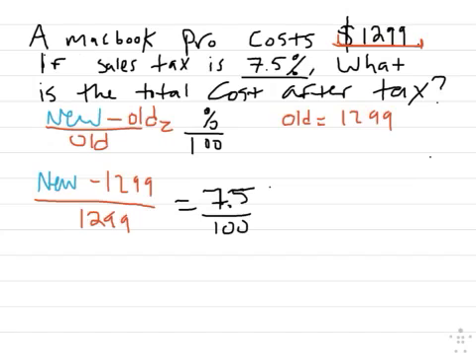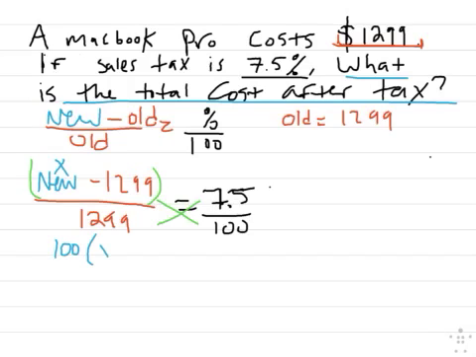Okay. Again, cross multiply, and keep your parentheses if you have any groups of stuff. And new, we didn't even put it in, but we're going to have an X, because we don't know the new one. What is the total cost? Okay, so this is 100 times X minus $12.99, equals, the other side we're going to get 7.5 times $12.99.